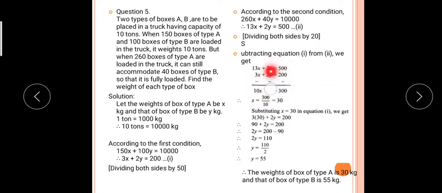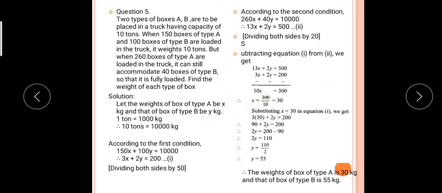But if the sign is the same, you have to subtract. After subtracting these two equations, this 2y cancels out, you will get 13x minus 3x is equal to 10x, and 500 minus 200 is equal to 300, and therefore the value of x is equal to 30. So you got the first value. The weight of the type A box is 30 kg.